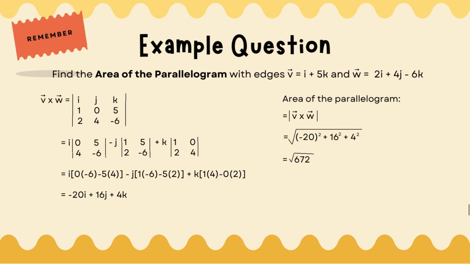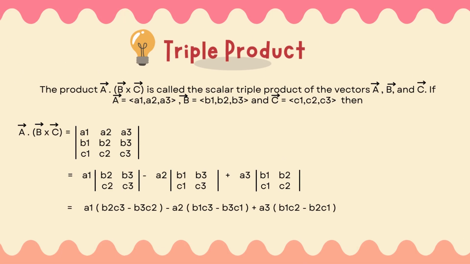Lastly, you need to find the area of the parallelogram by taking the magnitude of the cross product between V and W. So the final answer you will get is the square root of 672. Next, the triple product: the product of vector A dot vector B cross vector C is called the scalar triple product of the vectors A, vector B, and vector C.